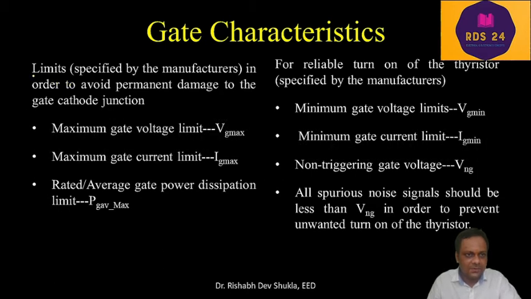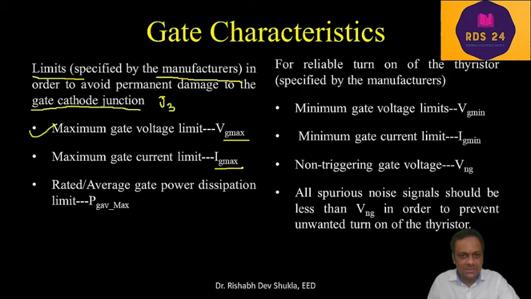Firstly, we are going to discuss the limits which are specified by the manufacturers in order to avoid permanent damage to our gate to cathode junction, which is the J3 junction. Firstly, as I already told you, Vg max is the maximum gate voltage limit. Then we have the maximum gate current limit. This is the maximum value of gate current that can be borne by that circuit or junction.